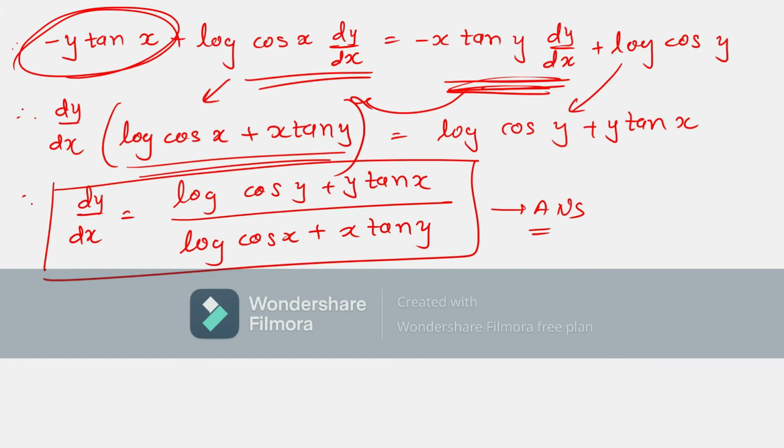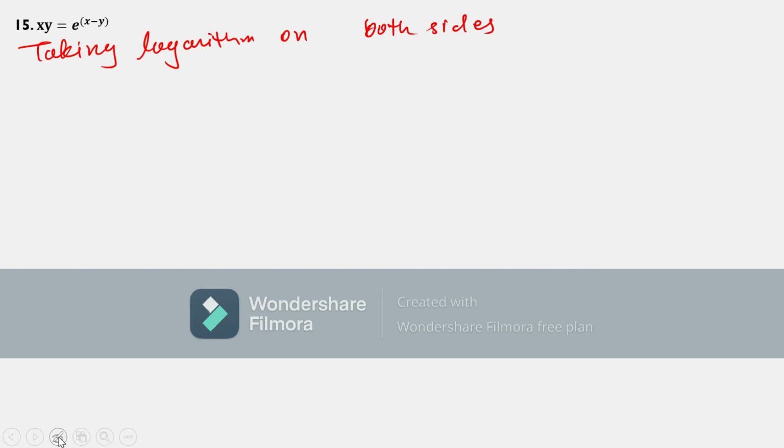Let's go for the 15th. Here all the questions are similar. We are finding dy by dx. Same here, you can see that the power is in terms of x and y combined. We cannot assume anything. Here we are taking logarithm directly, taking logarithm on both sides. Left hand side it will be log of xy. Right side it is log of e to the power x minus y.